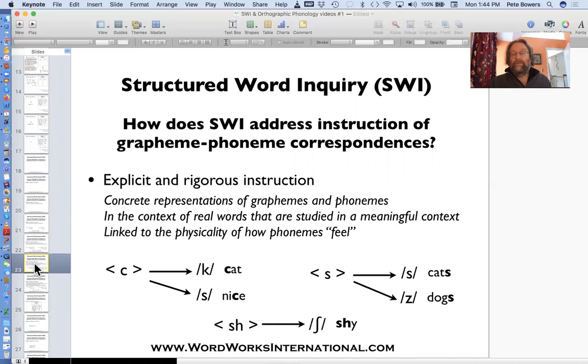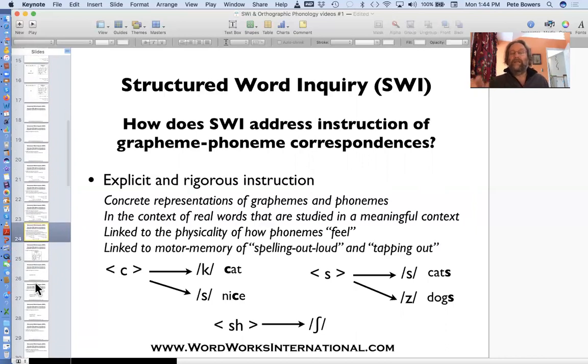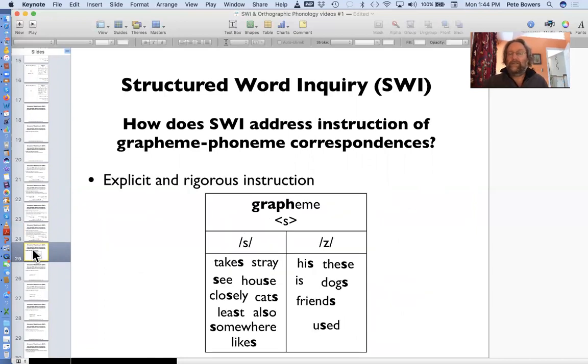Making the phonemes physical. The phonemes and graphemes are so abstract, so how does it feel, the difference between this and the z, and what do you feel at the beginning of sha? You feel the sh, and then writing, and then figuring out how you write them. But that's another way that we're absolutely explicit. And then this idea of linking to the motor memories of spelling out and tapping out. So there's an SH and a CAT, and we're making sure that you're identifying those structures explicitly.